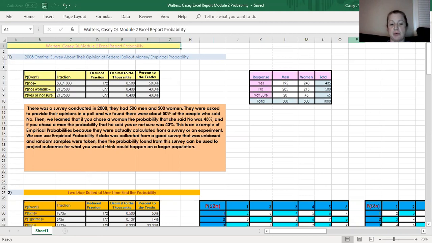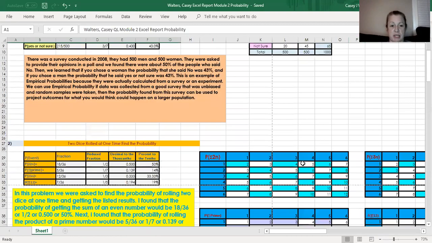Then we learned that if you were to look at just the women, the probability that the women had said no was 43%. And if you chose a man, the probability that he said yes or not sure was 43%. This is an example of empirical probabilities because they are actually calculated from a survey or an experiment. We can use empirical probability if data was collected from a good survey that was unbiased and random samples were taken. Then the probability found from the survey can be used to project outcomes for what you would think could happen on a larger projection or within a larger population.